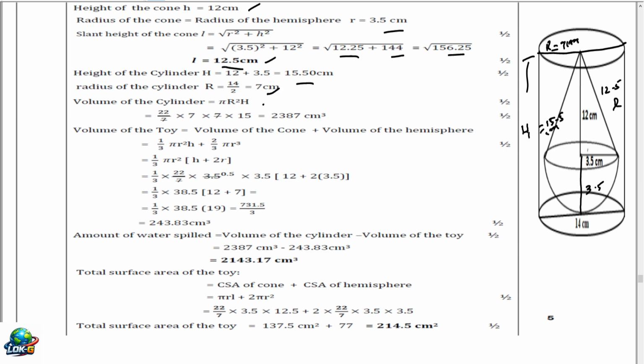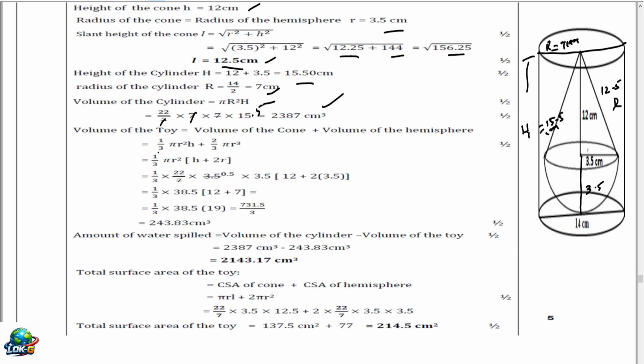Volume of the cylinder is pi R square H. Pi is 22 by 7, R square is 7 into 7, and the height of the cylinder is 15.5. 7 cancels. If you multiply this, you will get 2387 centimeter cube.